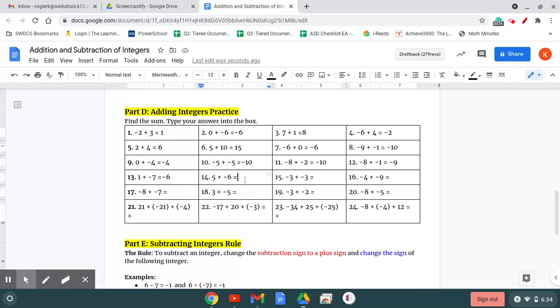All right, 14. Try it on your own. All right, so we have two different signs. Positive 5 plus negative 6. Different signs. Subtract and keep the sign of your bigger number. So 6 minus 5 is 1. 6 is bigger. 6 is negative. So negative 1.